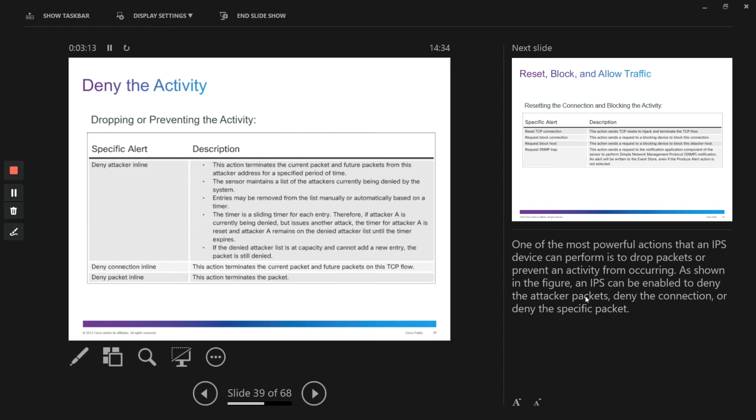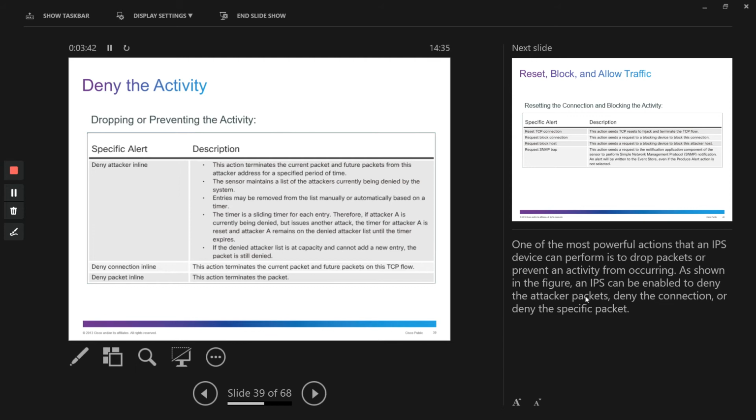In deny packet inline, this action terminates the current packet and future packets from the attacker. And the next thing it does, the sensor maintains a list of attackers currently being denied by the system. So it also maintains the list of the attackers, and these entries can be removed from the list manually or automatically based on the timers.